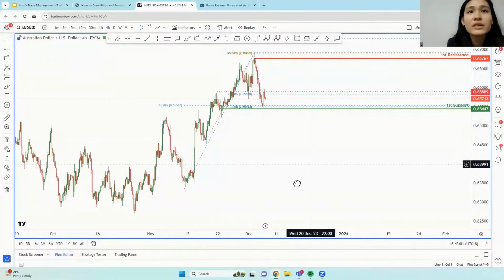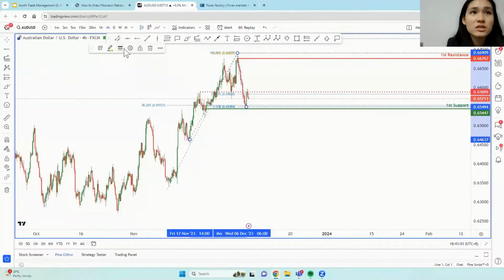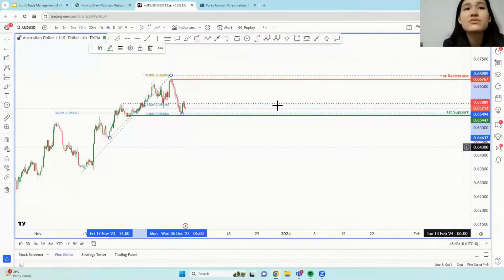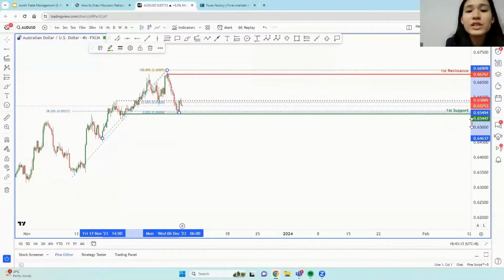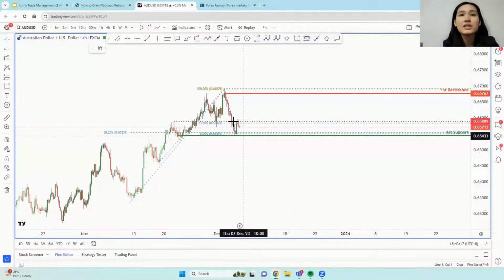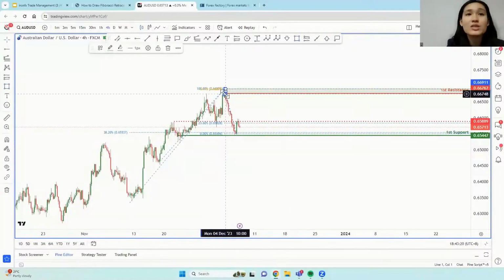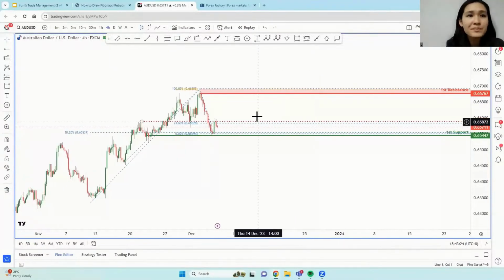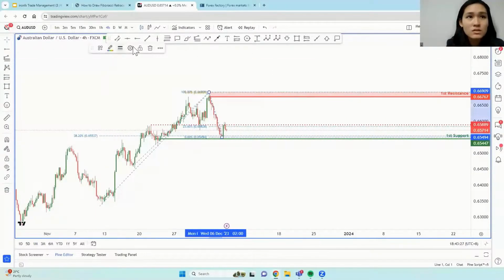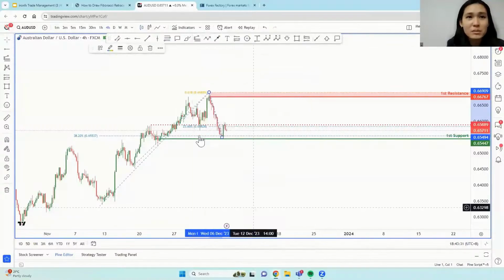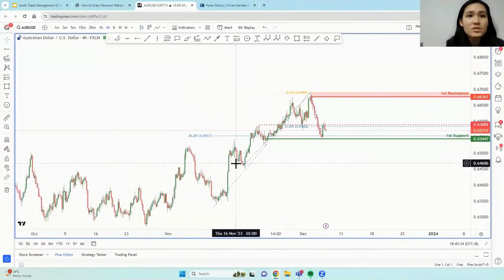Okay, my 61.8 Fibonacci projection lines up with my first resistance. Okay, so they don't really have to line up exactly, because these tend to be areas more so than specific levels. And I personally don't like the 0 and 100% because I find it a bit messy.